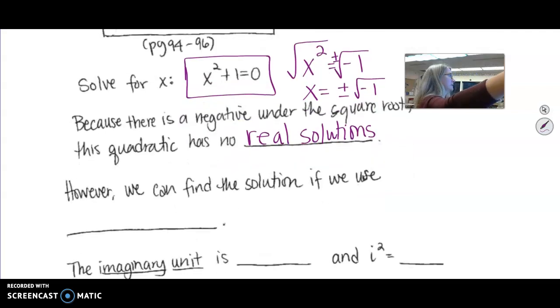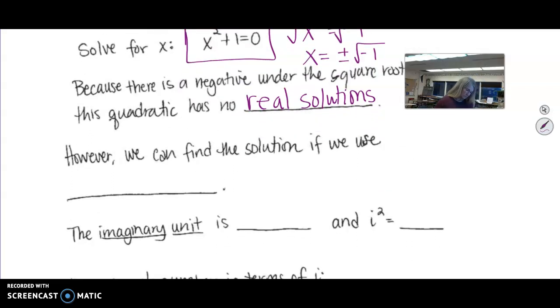So how do we handle that? We can find the solution if we use something called imaginary numbers, which are not really imaginary. I thought they were imaginary at first, but they're used in a lot of different places. So the imaginary unit is usually i. In electronics, i is already used for something else, so we'll look at that in a little bit. It's used for current, if you're familiar with electronics. So they use a j in electronics, but most applications use the letter i, a lowercase i.